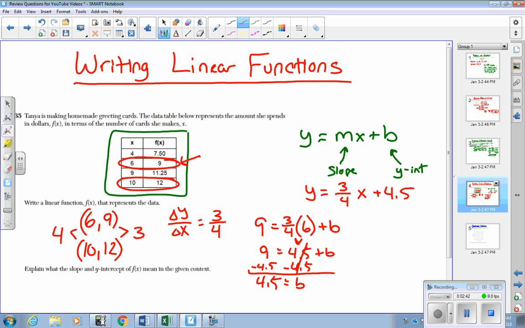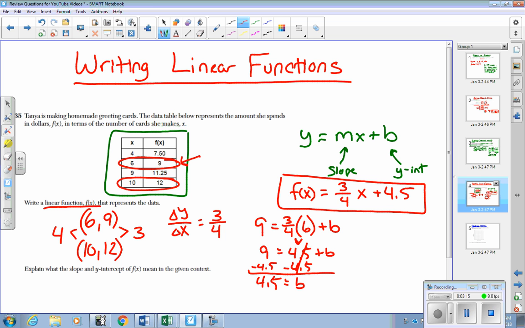Now, the one thing I'm going to make sure of is that I'm using the right variables that they ask for in the question. In one of the first parts of the question, it says write a linear function f of x. So I want to make sure I write that correctly. So I'm going to erase that y I started my equation with, and replace it with the variable they want me to use, f of x. And I have x for the x value, which is correct. So that's our linear function for this problem.